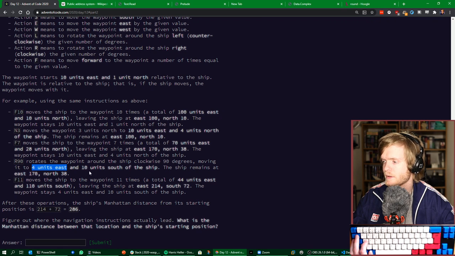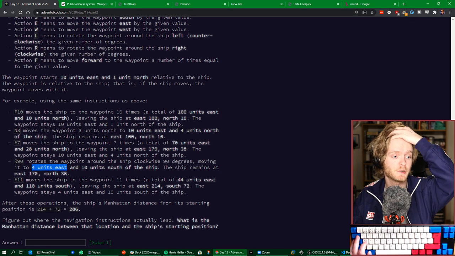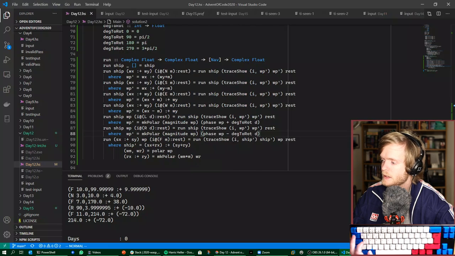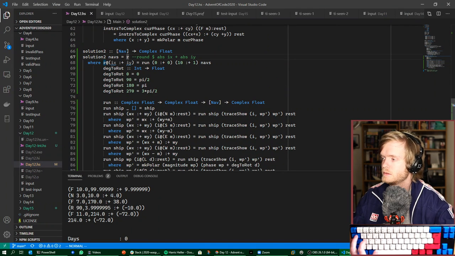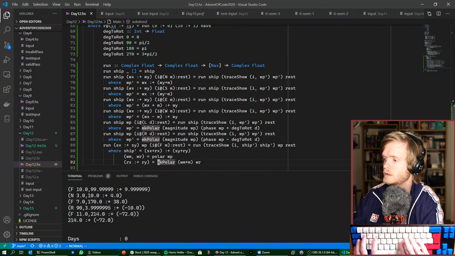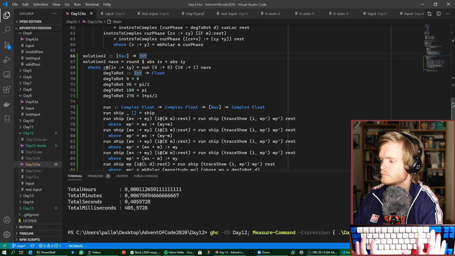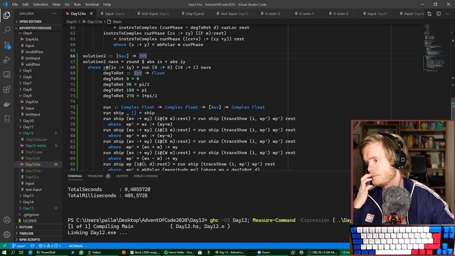And 10 units south, yeah, south is down, which we're in the polar coordinates, we're not in screen coordinates, right? Okay, so, and then we move the ship, and it ends up at ABS. That's it. Ba-dum. Ba-dum. Ba-dum. This should be correct.